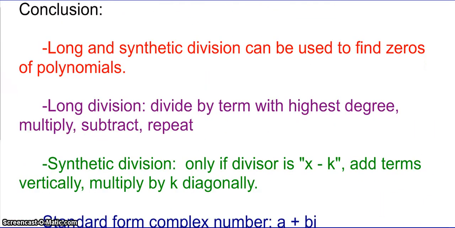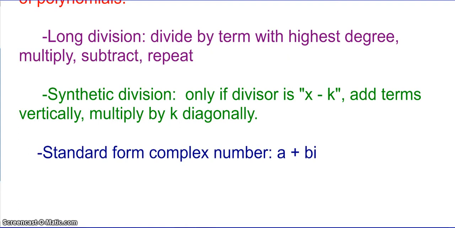So now just to conclude, long and synthetic division can be used to find zeros of polynomials. Long division, we divide by a term with the highest degree, multiply, subtract, and then repeat. Synthetic division, we only use if the divisor is of the form x minus k. We add the terms vertically and multiply diagonally. Again, I'll show you a trick in class on how we can do that with divisors that are not of the form x minus k. Remember, you can always use long division though, no matter what.